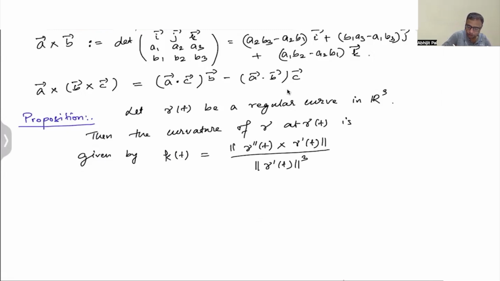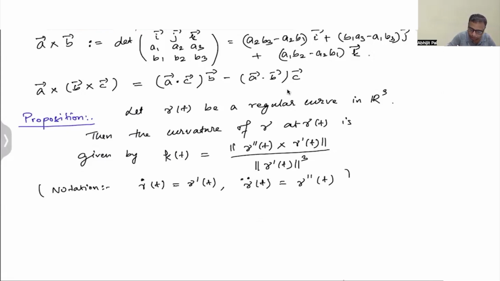Also note that we'll be using this notation sometime. Gamma dot(t) means the velocity vector, which is just gamma prime(t), and gamma double dot(t) is the acceleration vector, gamma double prime(t). Now let me try to prove this.